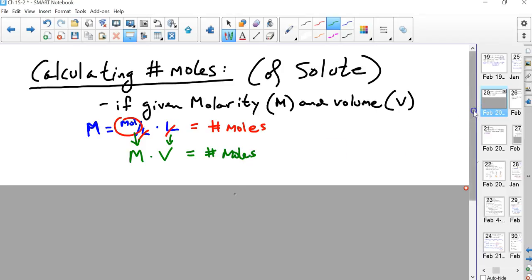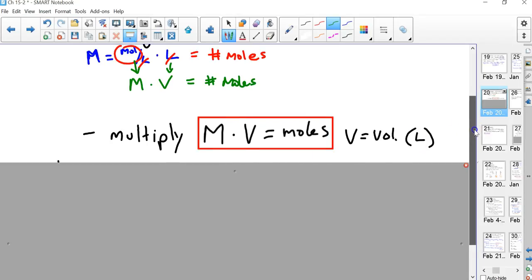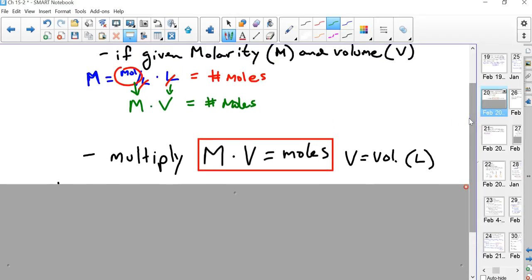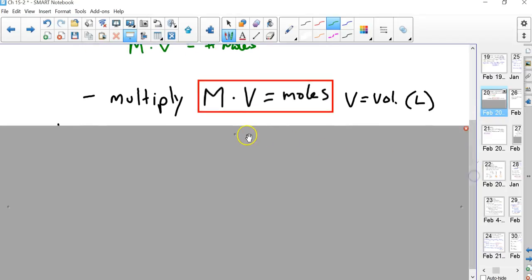All right, and that is a red box formula for you right there. Just remember that if you need to figure out the number of moles of solute in a solution, you just take the molarity and you multiply by the volume in liters. M times V is equal to number of moles.